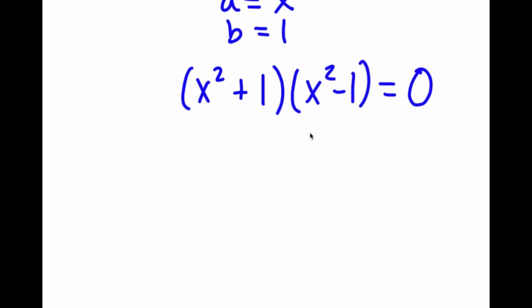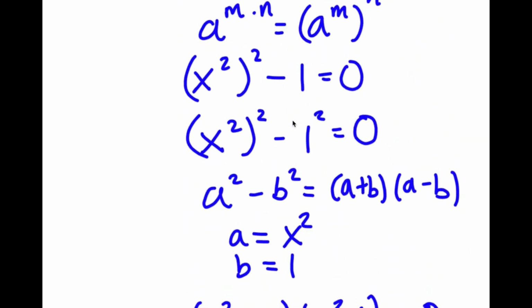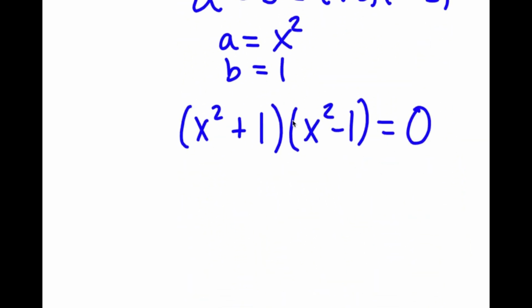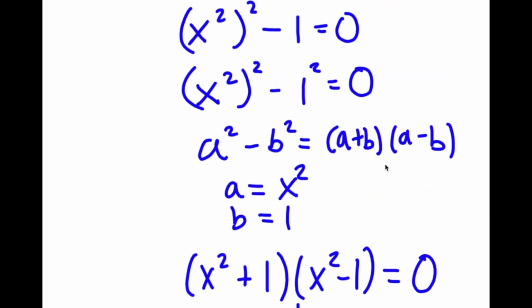Now, this actually gives me two equations. I have x squared plus 1 is equal to 0, and I have x squared minus 1 is equal to 0.